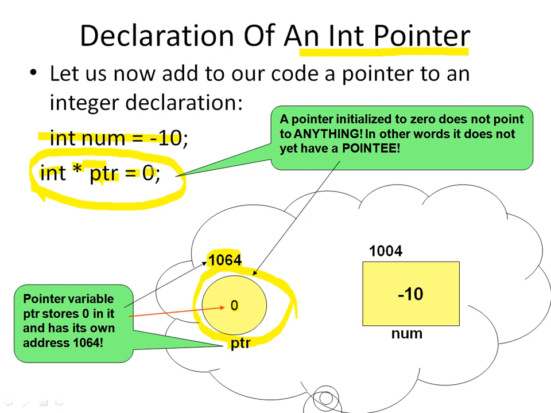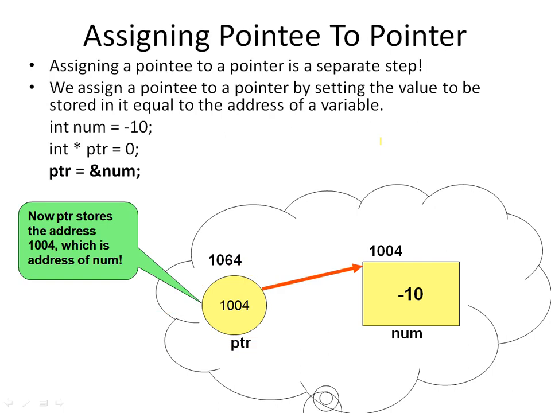This is called a pointer initialized to 0. A pointer initialized to 0 does not point to anything. In other words, it does not yet have a pointee. Okay. But it can hold the address of an integer. Okay. Now we do the assignment where a pointer can hold the address of a pointee.